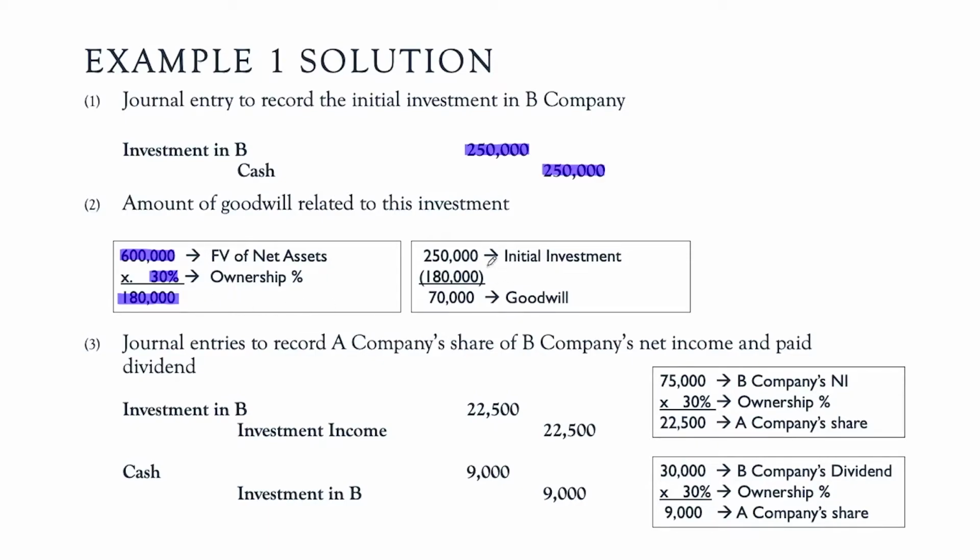However, as we know, our initial investment was $250,000. So all we're going to do is take our initial investment of $250,000, subtract out what a 30% interest should cost at $180,000, and that excess of $70,000 is allocated to goodwill.